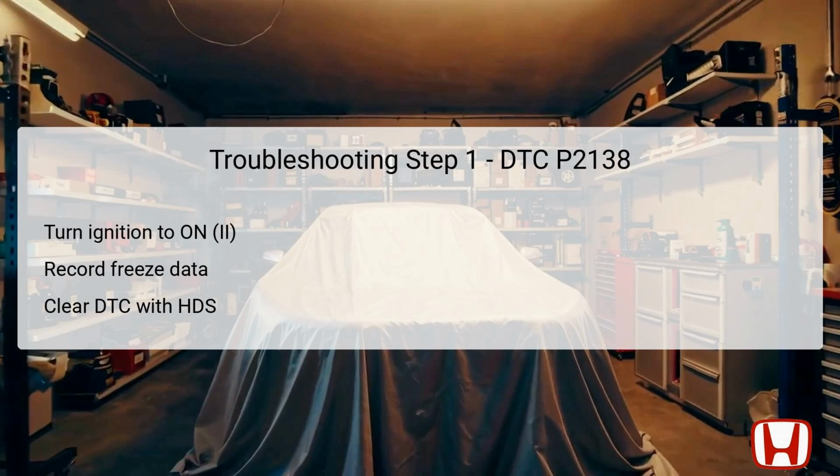The initial troubleshooting steps for DTC P2138 begin with turning the ignition switch to the on second position. This powers up the vehicle's electrical system and prepares it for diagnostic testing. Before any further actions, it is crucial to record all freeze-frame data and any onboard snapshots available in the system. This data provides valuable insights regarding the vehicle's state before the DTC was triggered and can assist in understanding the conditions that led to the error.